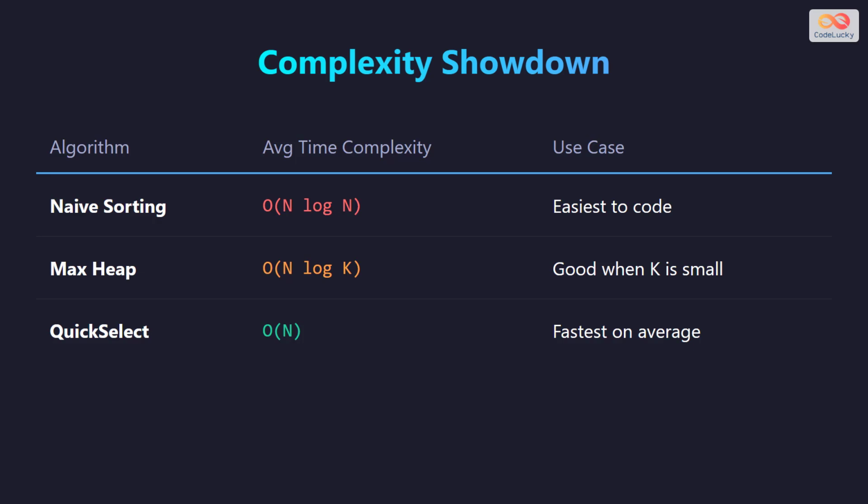Let's compare the three approaches. Sorting is order of n log n, and the max heap method is order of n log k, which is great for finding small k values. However, QuickSelect wins with an average time complexity of order of n, making it the standard efficient solution.